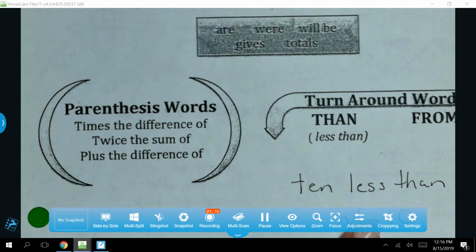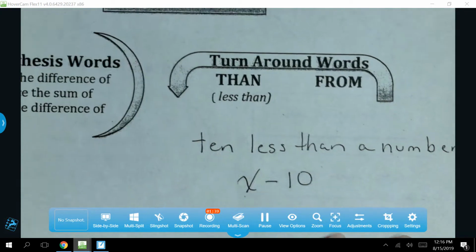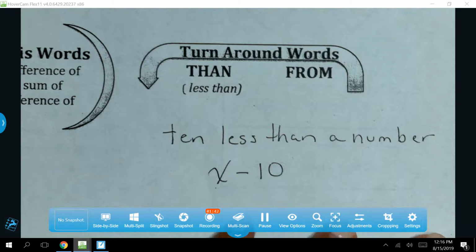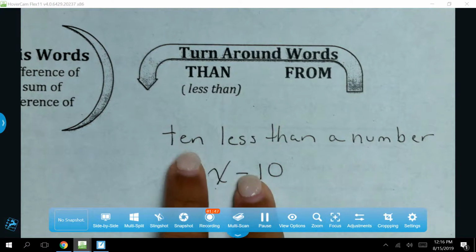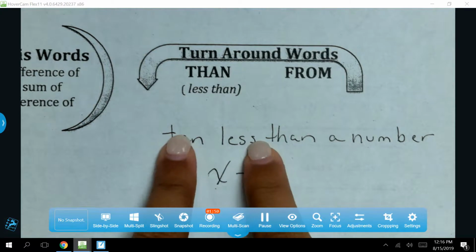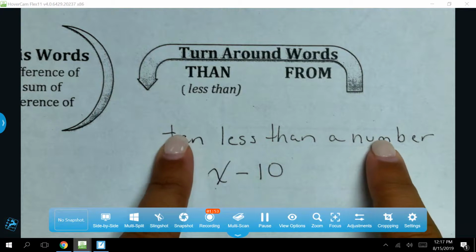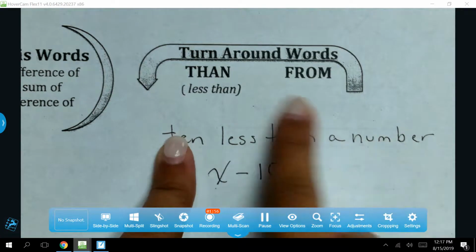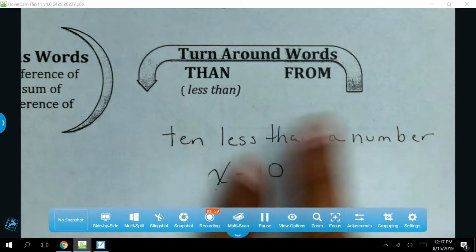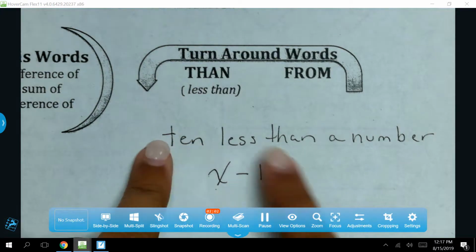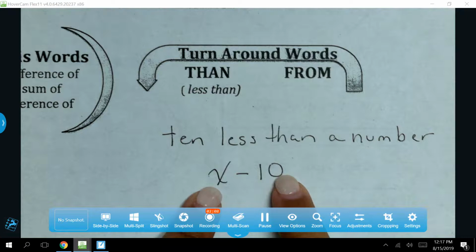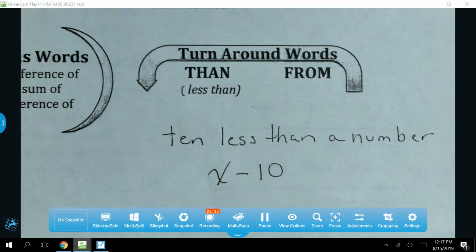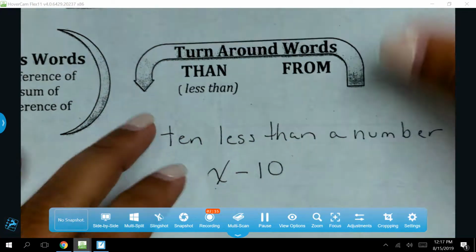Your turnaround words mean that you're simply going to flip the order that they gave it to you. So if you look at this example that I wrote down here, 10 less than a number, normally you would think 10 is first, so 10 minus a number, so 10 minus x, right? But because it says less than, that means we have to flip the order. Since 10 came first to begin with, I'm going to put it at the end now, and then my number is going to go at the front. Okay? So than and from means that you're going to switch the order. You're going to flip them. Make sense?